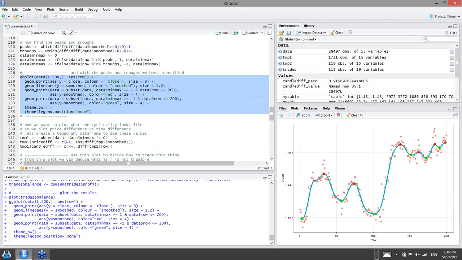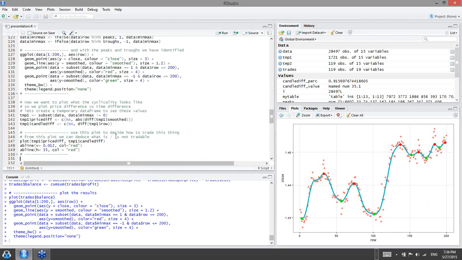Can you forward test on the system? No, so this is what I'm going to get to now.